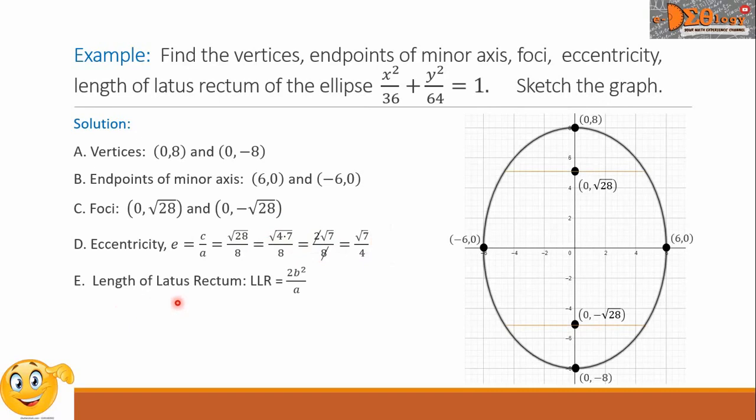Next is the length of latus rectum, denoted by LLR. This is equal to 2b squared over a. Let us substitute the values. We have now 2 times 6 squared all over 8. Let us simplify the numerator, and this is equal to 72. And the quotient of 72 by 8 equals 9. This is now the length of latus rectum. And these are our final answers.